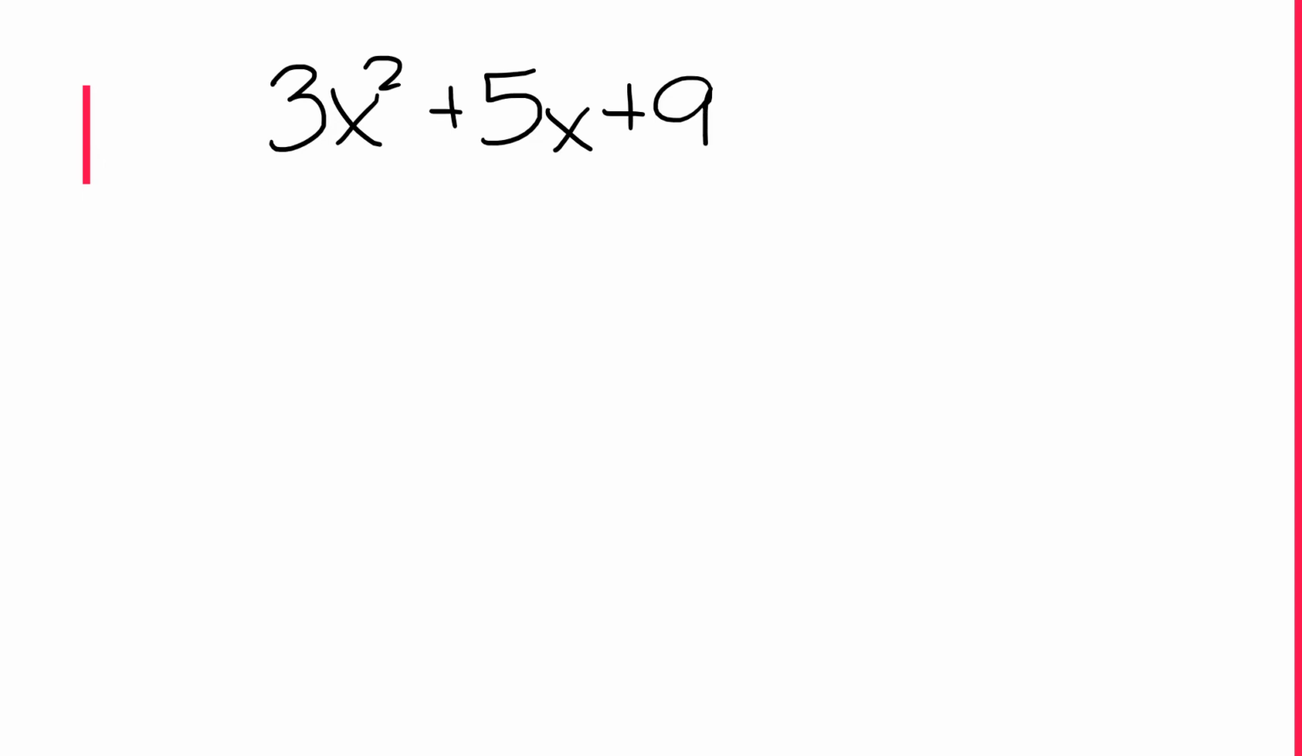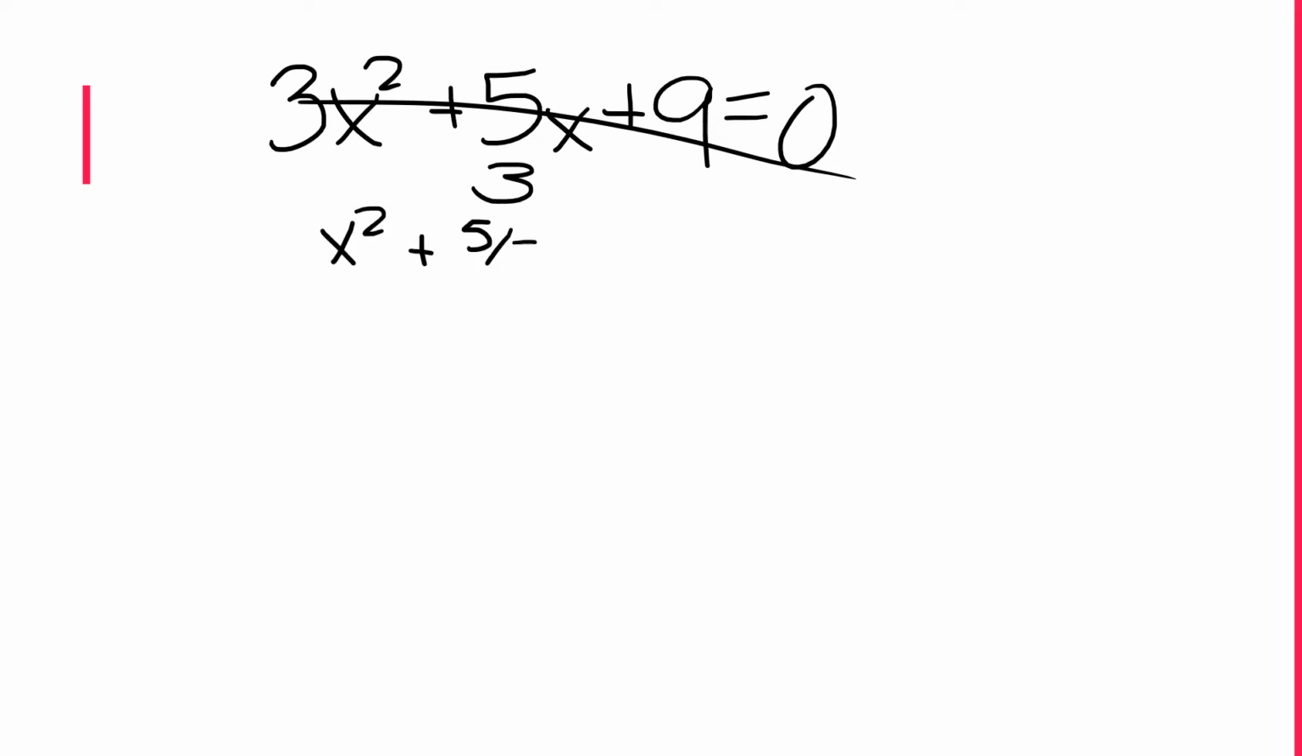One thing we don't have an example of in our notes, there might be one on the you do side, but let's look at an example where when you divide by the a value, it doesn't divide out nice. So for example, let's say I have 3x squared plus 5x plus 9 equals 0. If I divide everything by 3, whoops, sorry about that, I would have x squared plus 5/3 x plus 3 equals 0. So let's go about the steps the same way.